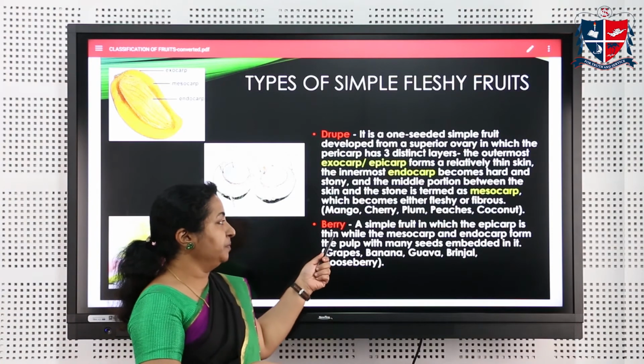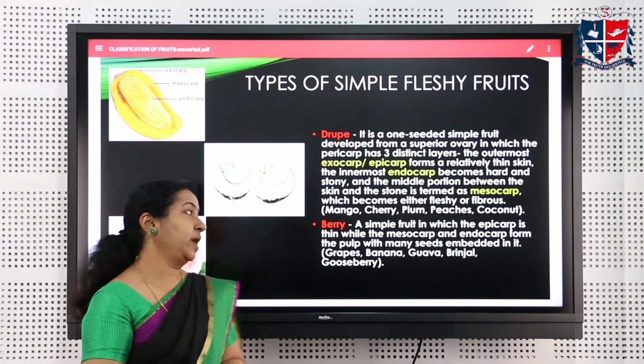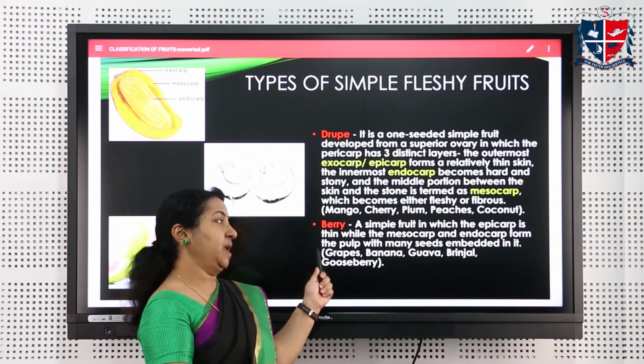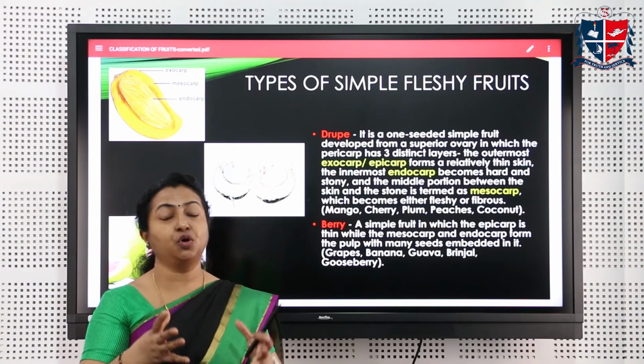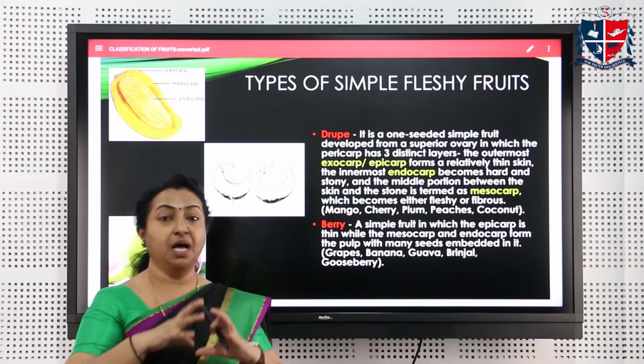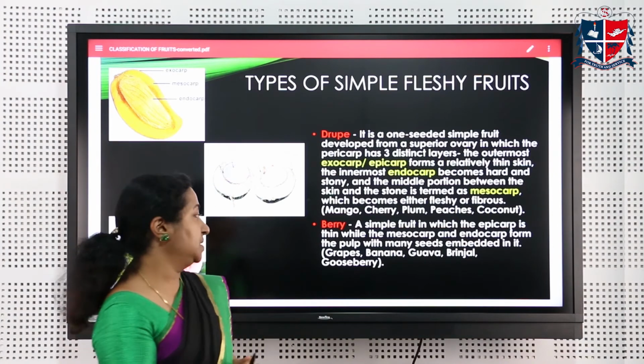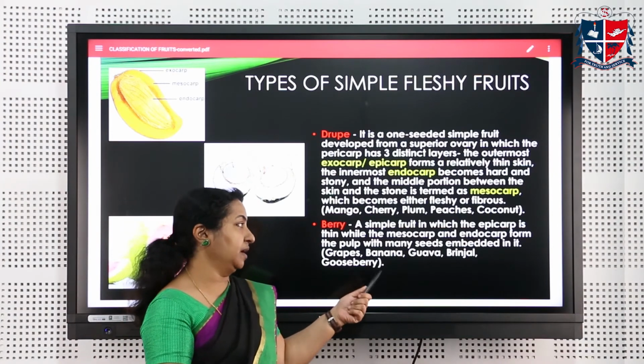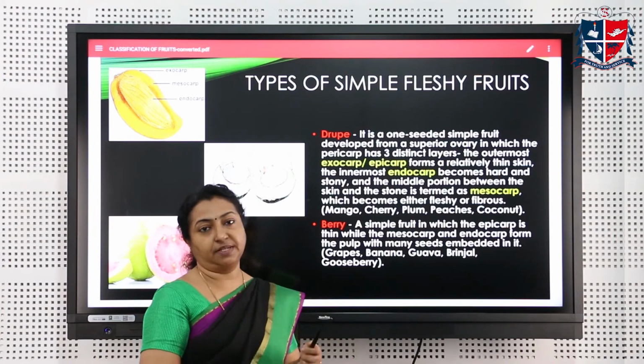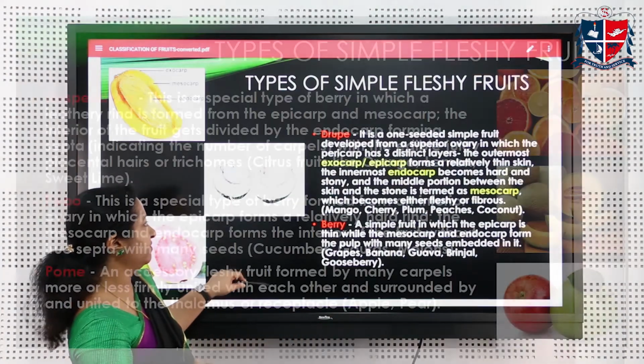Now we have the berry, which is again a simple fruit wherein the epicarp is thin and the mesocarp and the endocarp fuse and form a pulpy mass in which the seeds are embedded. This is in the case of grapes, banana, guava, brinjal, etc. Number of vegetables that we have.